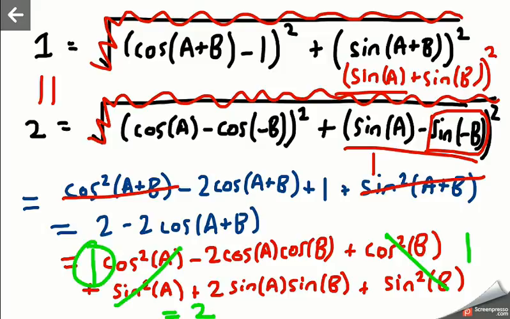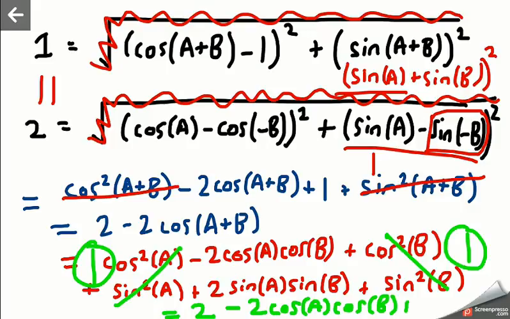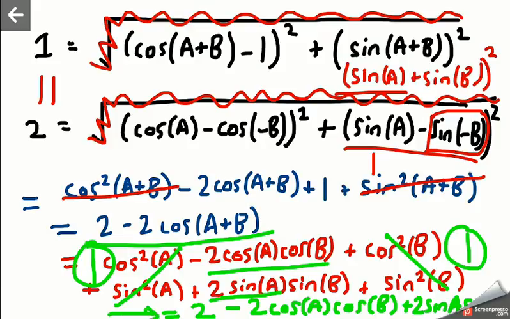So 1 plus 1 equals 2, minus 2 cosine of a cosine of b, plus 2 sine of a sine of b. So that's that part, plus 2 sine a sine b. Running out of room. Okay, I'm going to go to the new board and collect what we have. So remember, on this side we got 2 minus 2 cosine of a plus b, and on this side we got this thing. So let's go to a new board.